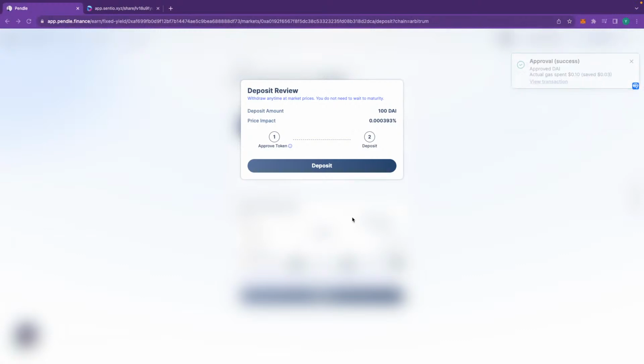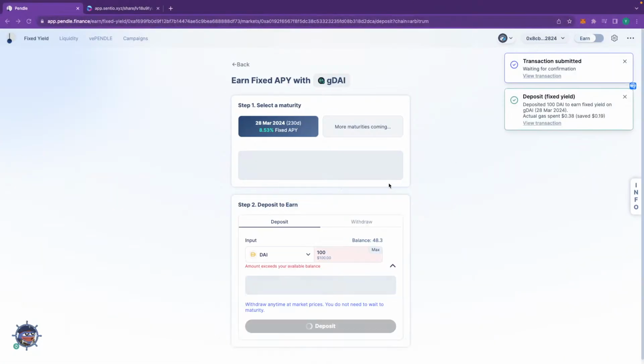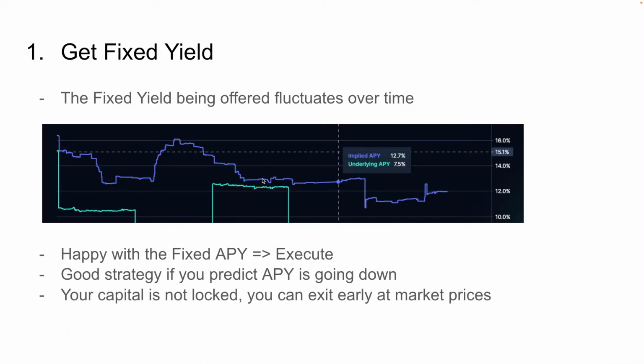Now there are four things you should note about getting fixed yield. Okay, let me just go through the motion and get the fixed yield first. So yeah, in general, there are four things you should note when getting fixed yield.